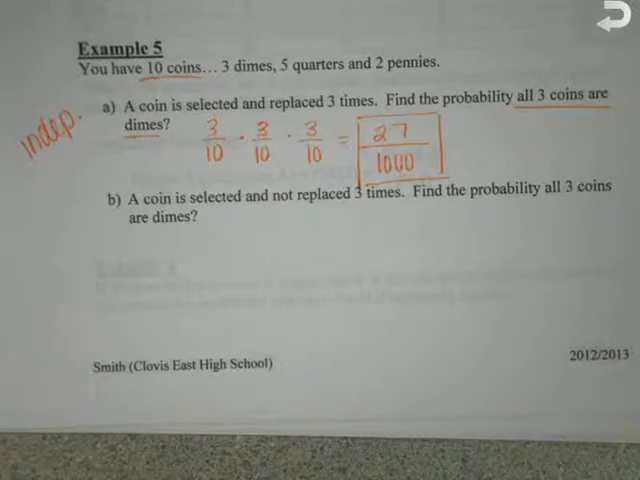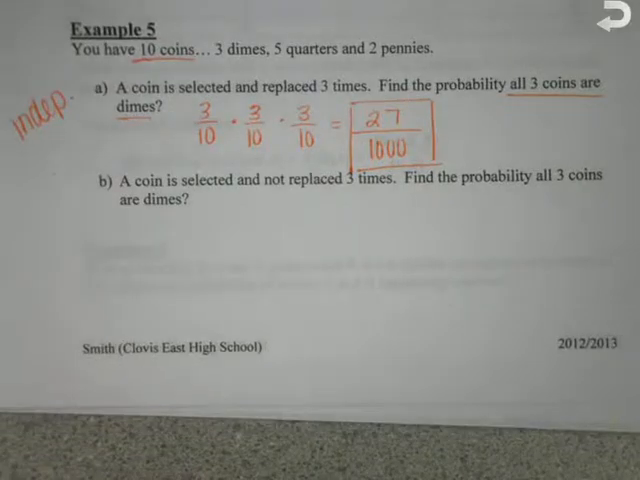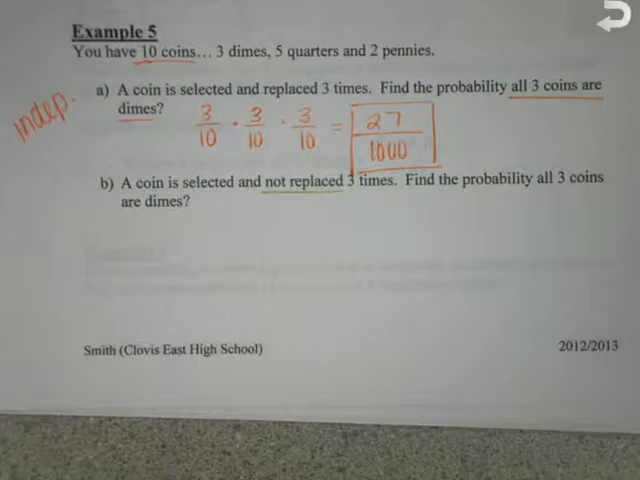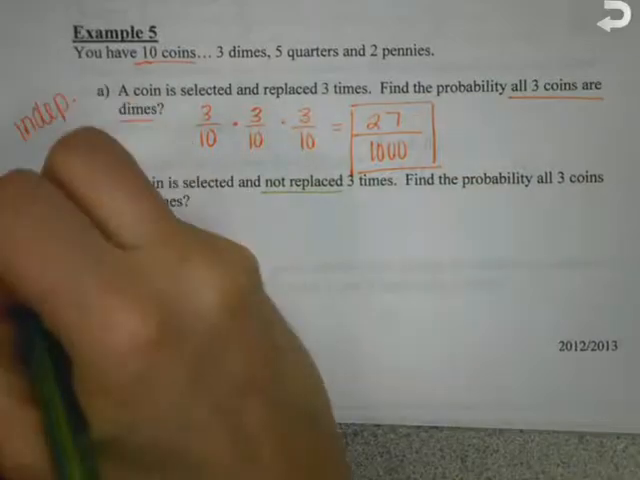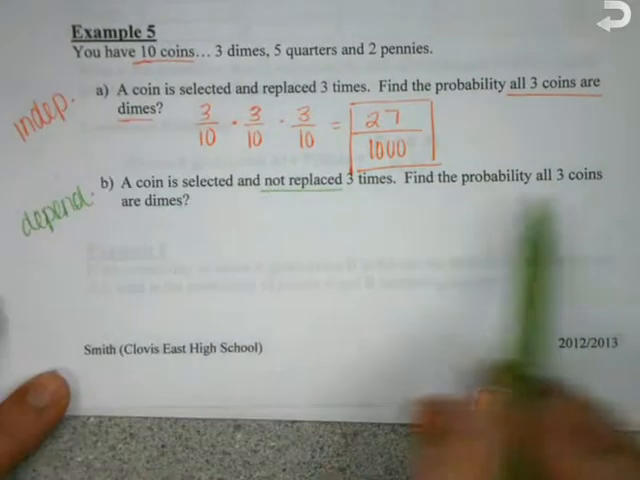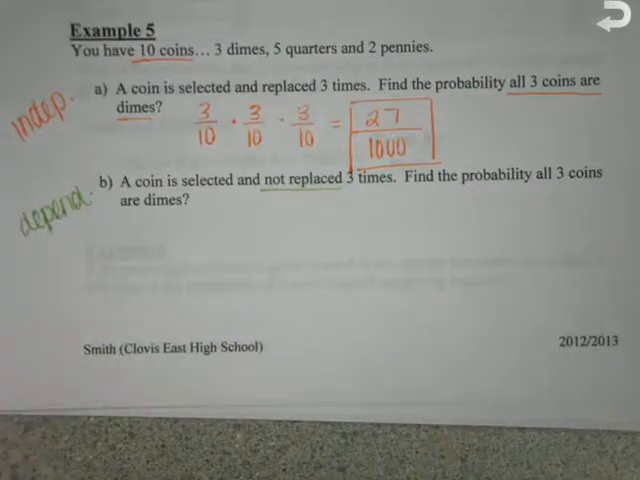I know. So let's... we still have the same amount of coins, and we're still doing the same thing, except this time we are not replacing them. So are those independent or dependent? Dependent. Find the probability that all 3 are dimes. So these are still and statements, so we are still multiplying. So what's the probability that the first one I pull is a dime?